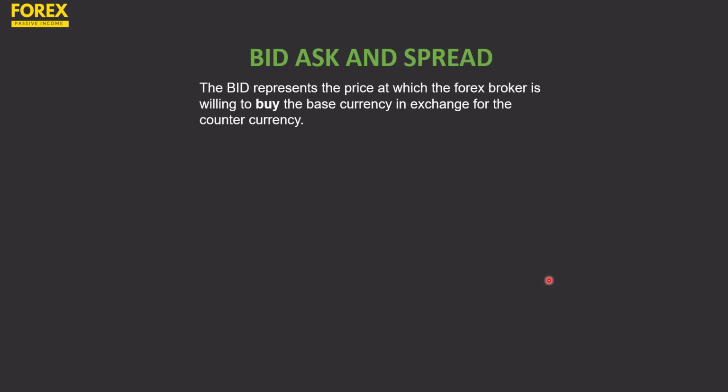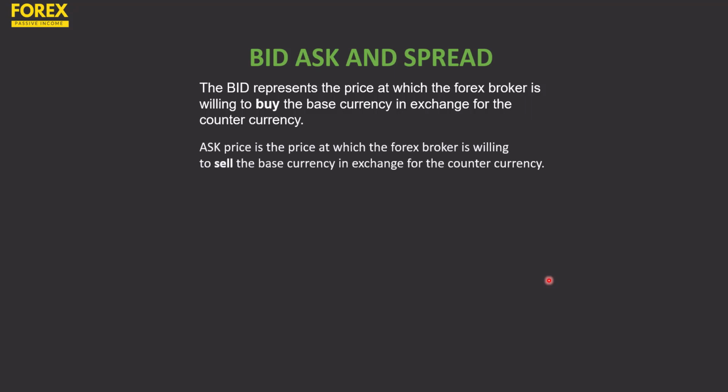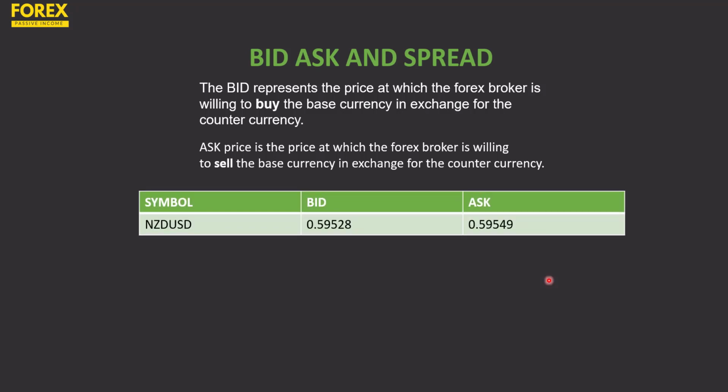Let's talk about bid, ask, and spread, okay? Bid represents the price at which a forex broker is willing to buy the base currency in exchange for the counter currency. Ask price is the price at which the broker is willing to sell the base currency in exchange for the counter currency. So don't be confused. Whenever you open your forex chart, especially on your market watch where your currency pairs are displayed, you always see two prices like this. One is called the bid and one is the ask.